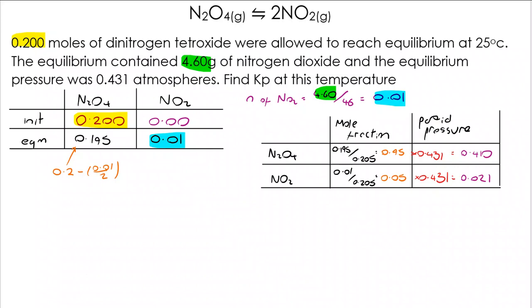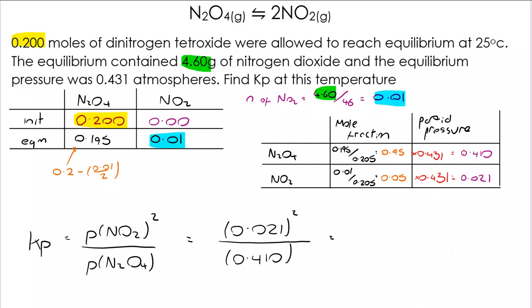So finally, I write my expression for Kp. I substitute my figures in, and I get my value of 0.001 atm to the minus 1. Again, let's take a look at that. At equilibrium, we have got a huge amount of reactant and a very small amount of NO2. So it makes sense that the Kp value will be very low because equilibrium lies to the left.